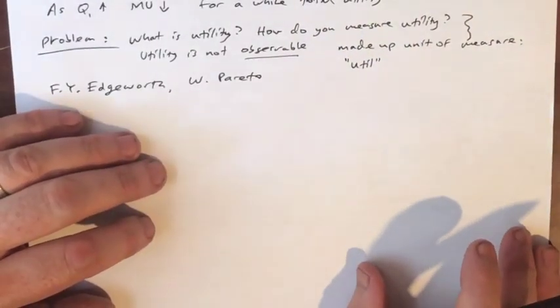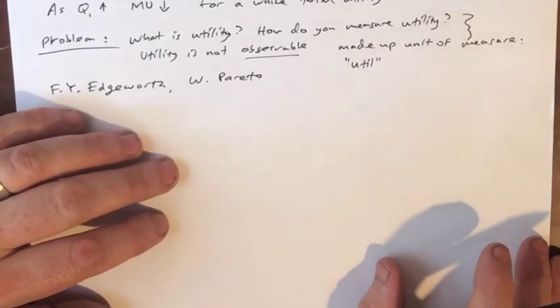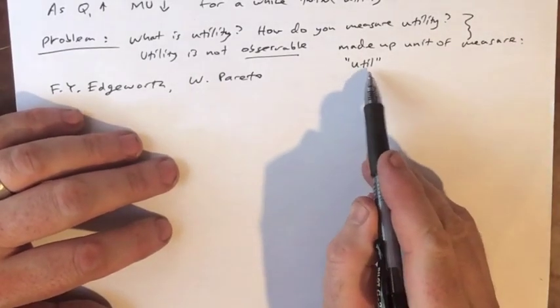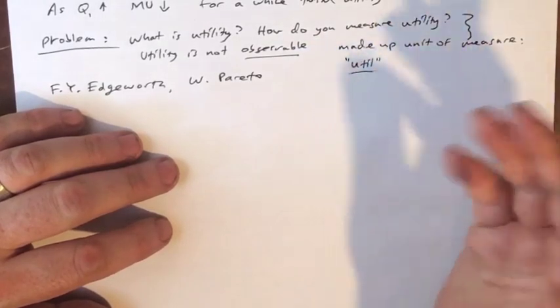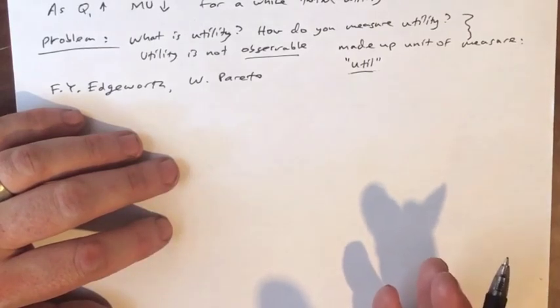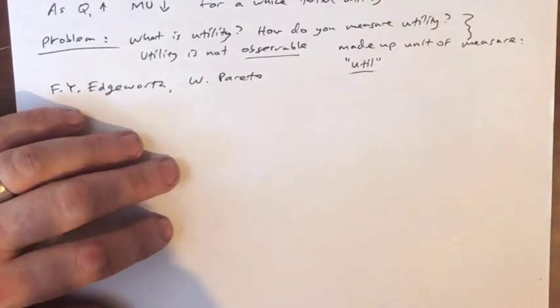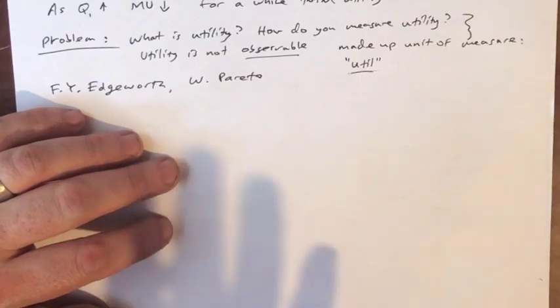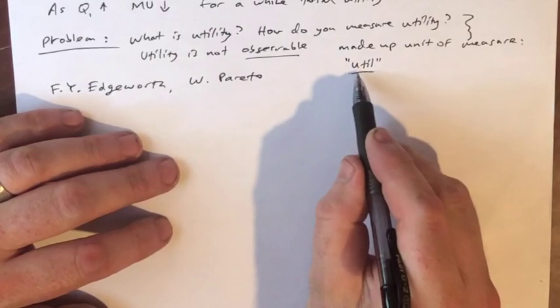I think that's funny because util is just a funny word. Oodles of utils. But of course, making up a unit of measure doesn't really help. It doesn't solve the problem. The problem is you can't observe it. So you can call it whatever you want, I can call it blah blah de bloob, and that doesn't solve the problem. The problem is, what is this?